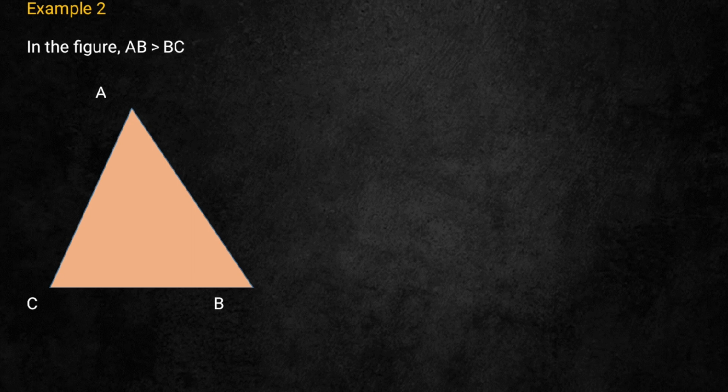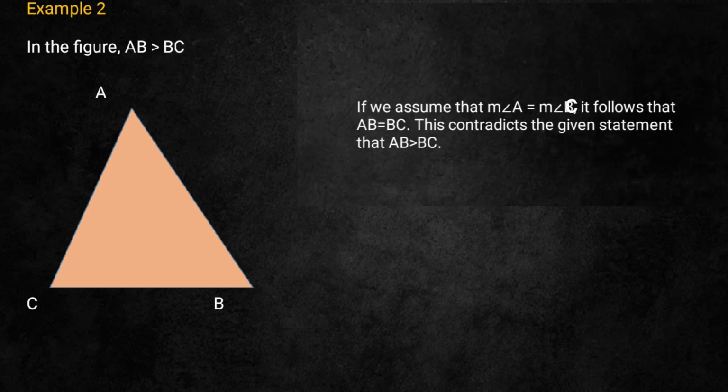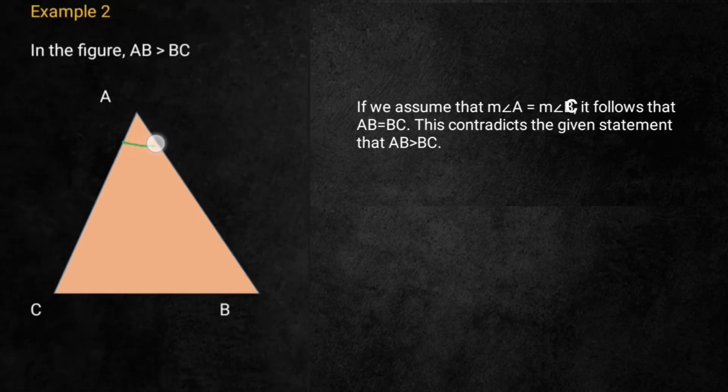Let's make an assumption. If we assume that the measure of angle A is equal to the measure of angle C, it follows that AB is equal to BC. It's because if the measures of the angles are equal, then its sides are also equal. So this contradicts the given statement that AB is greater than BC.